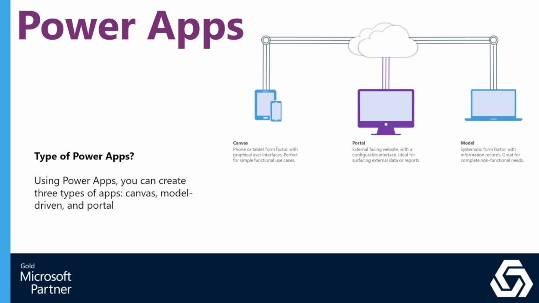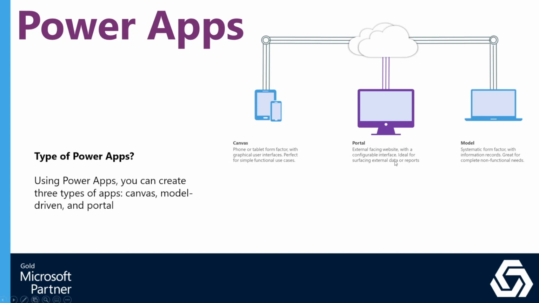But because it's quite broad, there are 3 core types of PowerApps. You've got a Canvas app, a portal app, and a model-driven app. A Canvas app is really a phone or tablet form factor. It's a graphical interface, and it's really good for complex functionality, so complex user journeys that may be a bit overwhelming in a model-driven app.